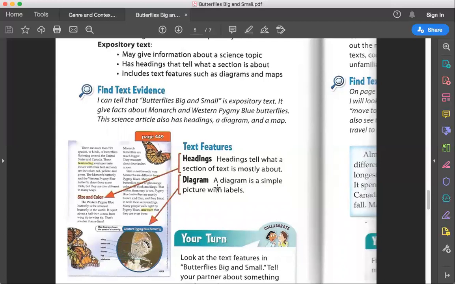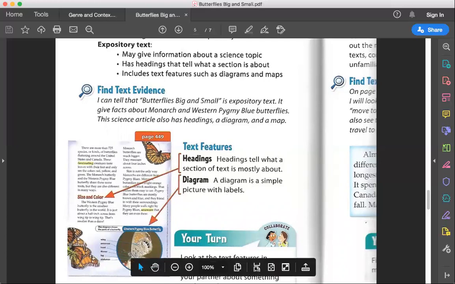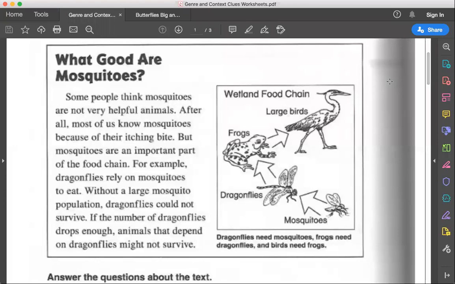Diagram. A diagram is a simple picture with labels. It tells us the different parts. Now let's look at what you have to do for the work.